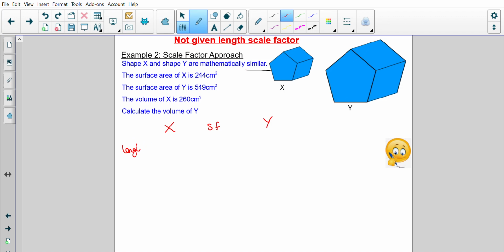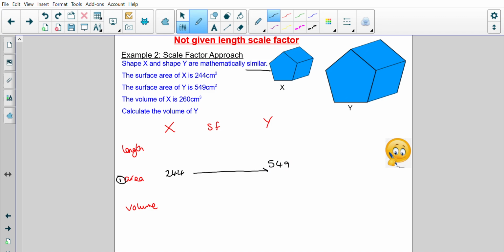I'm going to write down always in the same order. I've got length, area, and this question involves volume as well. So let's fill in what we are given. We're starting this time with area. We're given the area for shape X is 244 and for shape Y is 549.